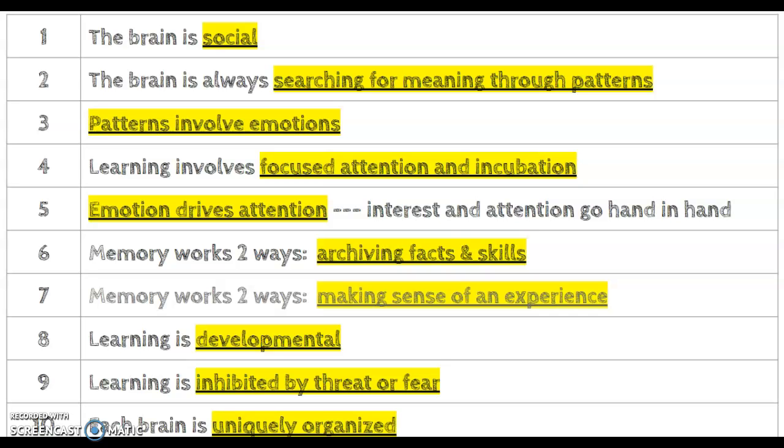And memory works in 2 ways: archiving facts and skills, that memorization, and making sense of an experience. And we know that experiential memory is the strongest type of memory, which is why we need to do things like acting out and role-playing and all the social skills groups and things that we want to do, because that experience of acting things out is the strongest type of memory that we can access and help kids to make connections with. Learning is developmental.